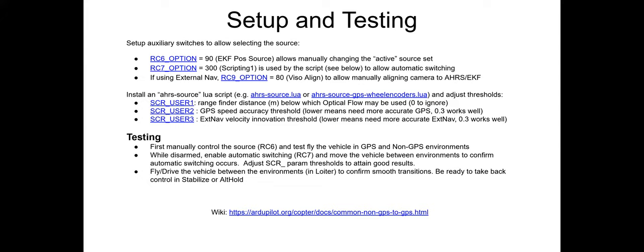The other way that you can do it, if that's not an option, is you can of course start the vehicle up with the non-GPS source set, and then you can actually right mouse button click on the map and tell ArduPilot where it is, and then the ECAP origin and the home will both be set to that location.